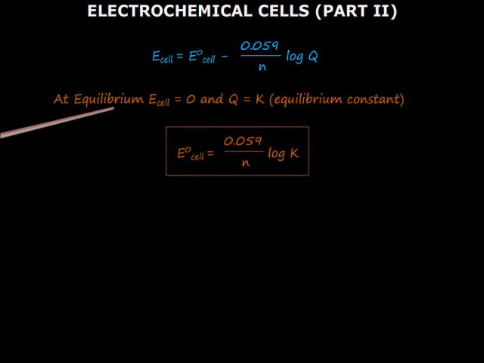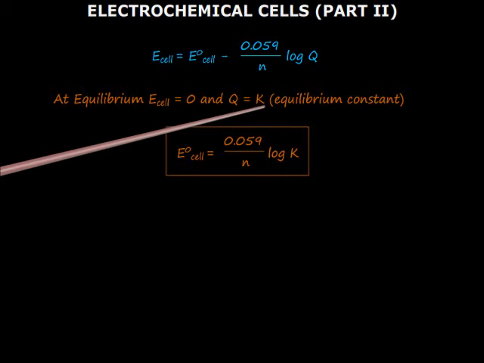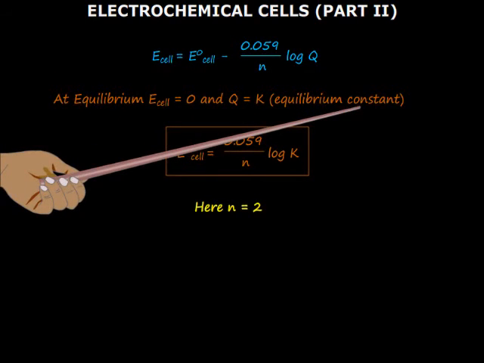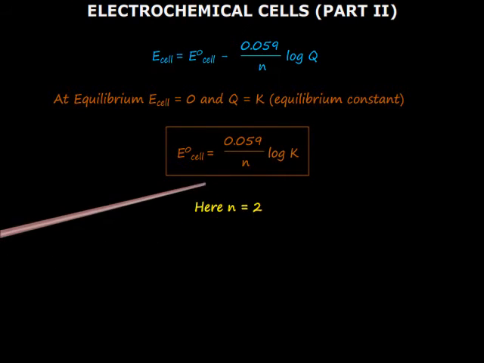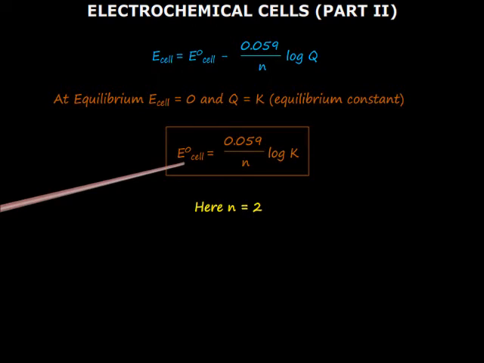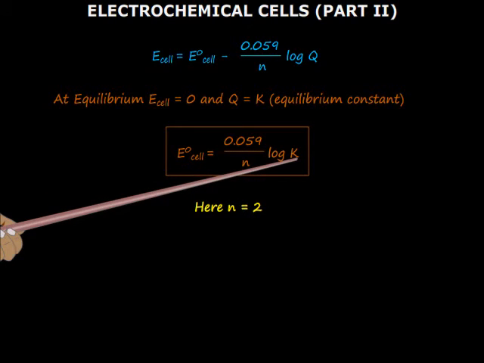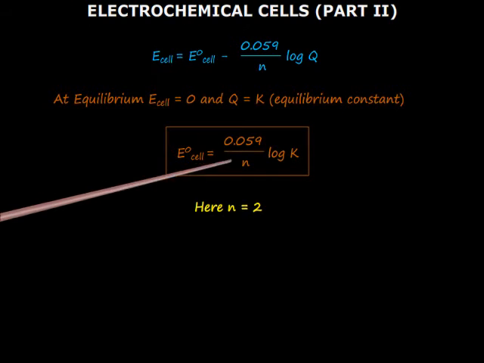At equilibrium, the cell potential becomes 0 and Q can now be replaced by K, the equilibrium constant. Here N is equal to 2. So if we know the standard potential of the cell, we may know the equilibrium constant, or otherwise if we know the equilibrium constant, we may calculate the standard potential of the cell.